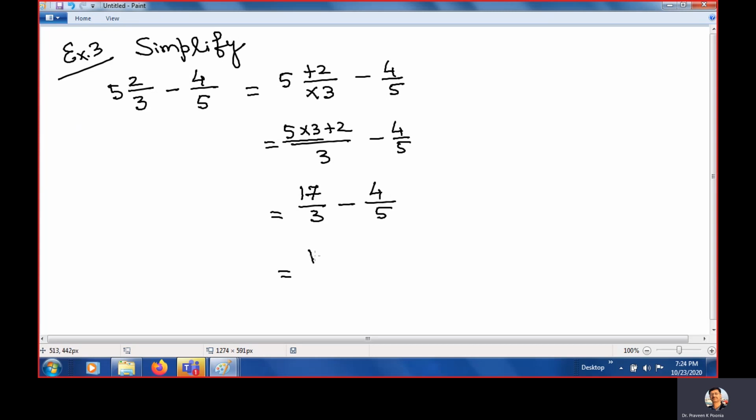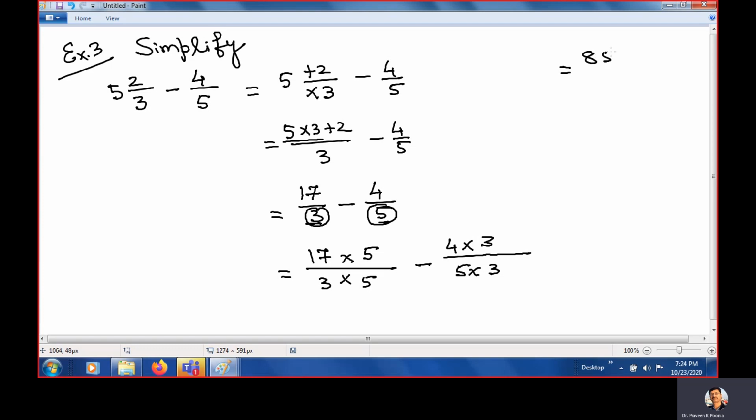Now the same process, we will make this denominator and this denominator the same. So what is the process? It is 17 upon 3 minus 4 upon 5. Here we multiply by 5, so multiply 5 in the other one. Here it is 3, so multiply 3 here. So how much are we getting? We are getting 85 upon 15 minus 4 times 3.